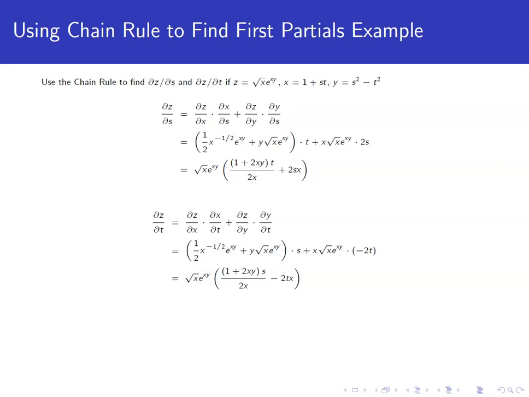So again, using our chain rule formula, we find the partial with respect to s for z will be the partial with respect to x times the partial of x with respect to s, plus the partial with respect to y times the partial of y with respect to s.